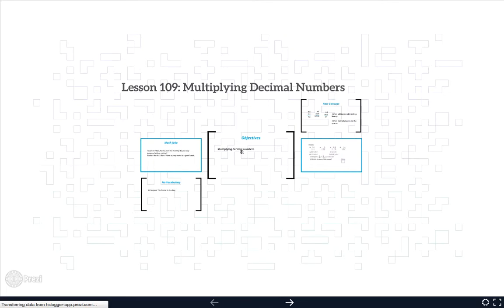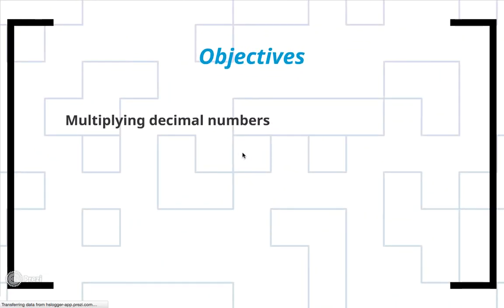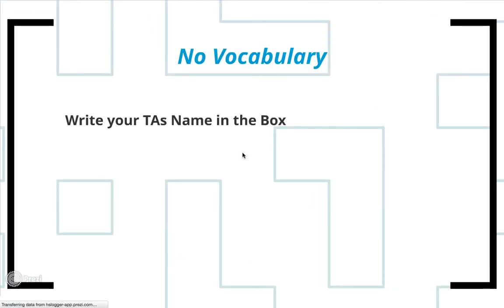We are on lesson 109, multiplying decimal numbers. Our one and only objective today is to multiply decimal numbers. We have no vocabulary, but I would like you to verify that you've watched this video by writing your name and your TA's name in the vocabulary box, right?